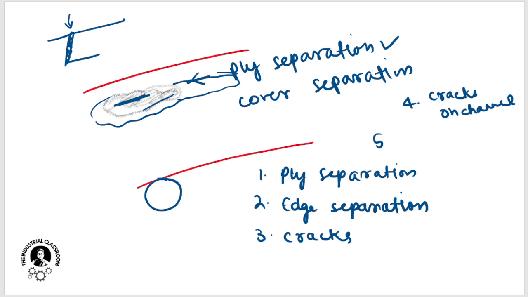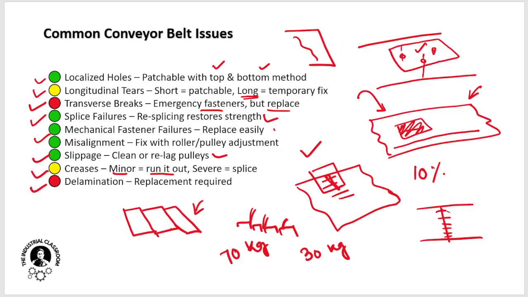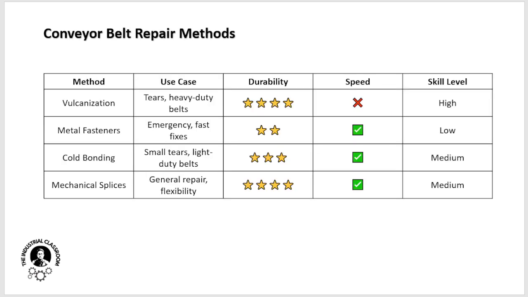Okay, next there can be ingression of material. Some material is getting inside, this is ingression of materials. These are some of the major conveyor belt issues, what we can say. Now let us move to the repair methods. What are the general repair methods that we use?